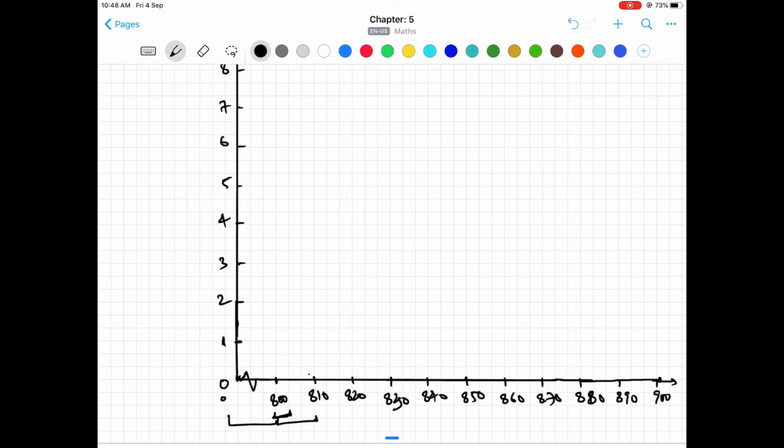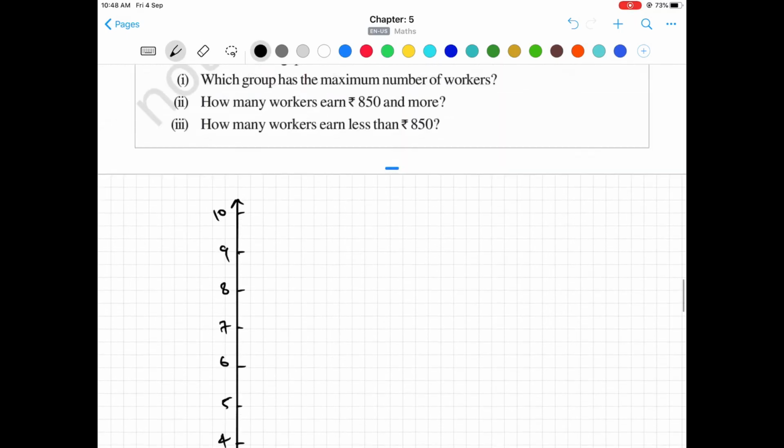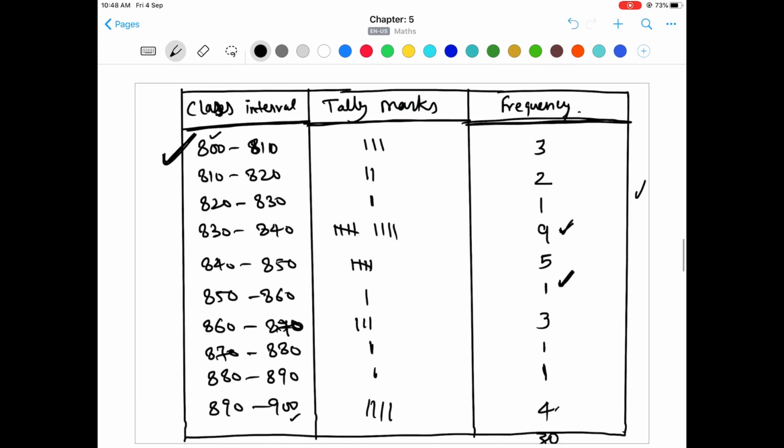Okay, this will represent that the data between 0 to 800 is skipped. We have skipped the data between 0 to 800, so we'll mark this zigzag line. So now let's start using this table.